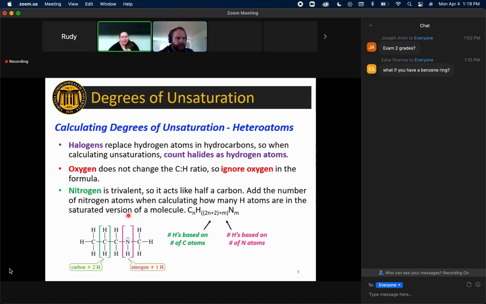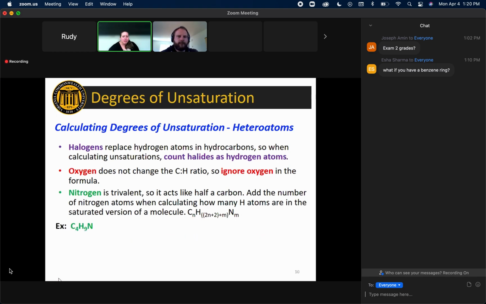When we calculate the number of hydrogen atoms expected in a saturated version of a molecule that has nitrogen atoms, we have to add the number of nitrogen atoms to our hydrogen count for this reason, right? All of the carbon atoms in the middle of the chain bring in 2 hydrogens. So that's this 2 times n for the number of carbons. There's 2 hydrogen atoms on the ends of a chain. That's the plus 2. And then every nitrogen brings in 1 hydrogen. That's the M. So let's see it in action. I think that'll help.